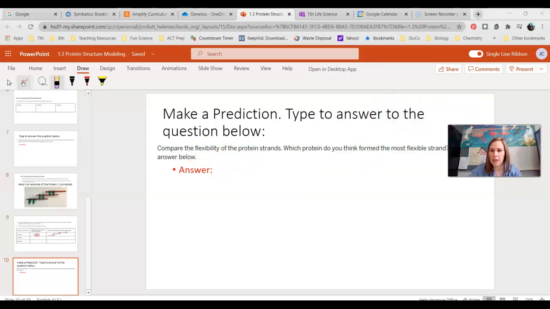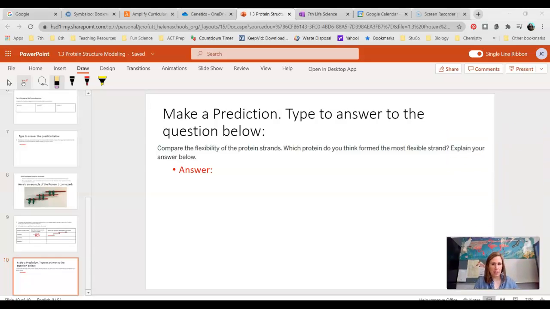And it says, compare the flexibility of the protein strands. Which protein, so would it be protein number 1? Or would it be your attached protein number 2? Or might it be your attached protein number 3? Okay, so compare the flexibility of the protein strands. So if you can imagine trying to bend those, like if I look at this one, trying to bend it, which do you think would be the most flexible? It would be the easiest to bend.